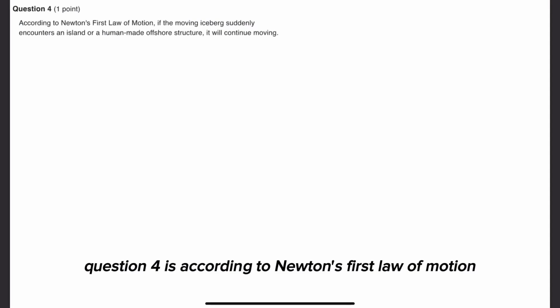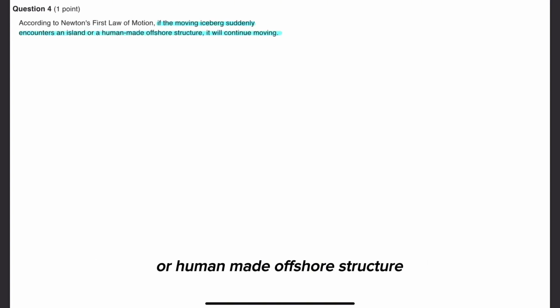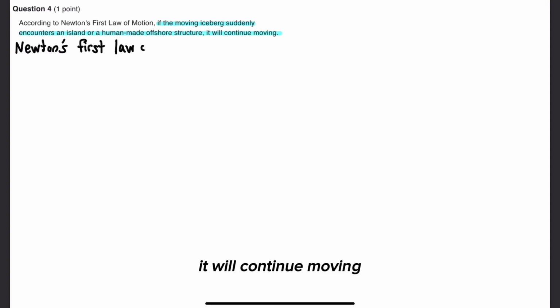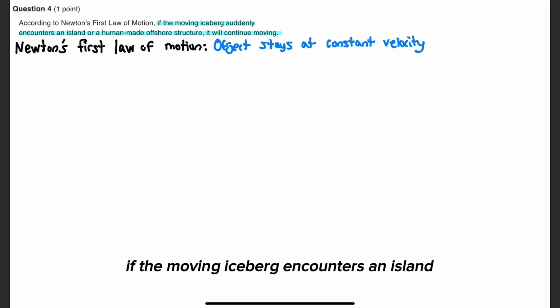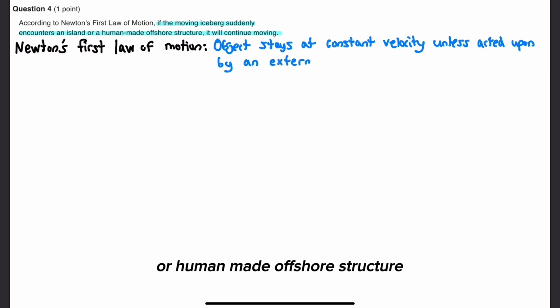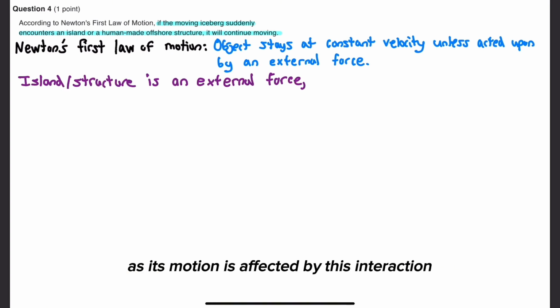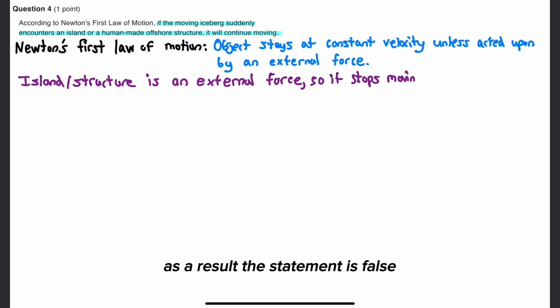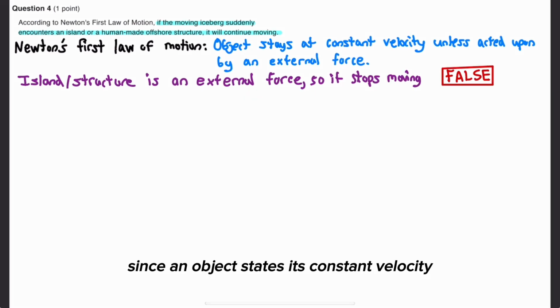Question 4 is, according to Newton's first law of motion, if the moving iceberg suddenly encounters an island or human-made offshore structure, it will continue moving. Referring back to Newton's first law of motion, if the moving iceberg encounters an island or a human-made offshore structure, which are in this case external forces, it will not continue moving in the same manner as its motion will be affected by this interaction. As a result, the statement is false, since an object stays at constant velocity unless acted upon by an external force.